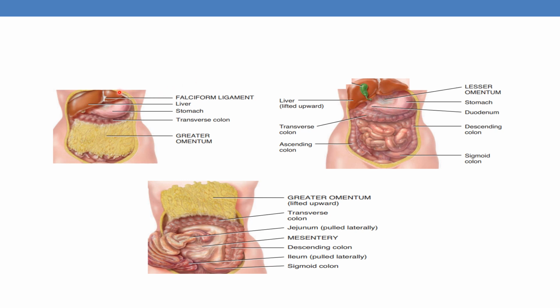And here you can see the falciform ligament. The white color one is the falciform ligament. It attaches liver to the anterior abdominal wall and diaphragm. And liver is the only accessory digestive organ that is attached to the anterior abdominal wall. Rest of all the organs are attached to the posterior abdominal wall only.